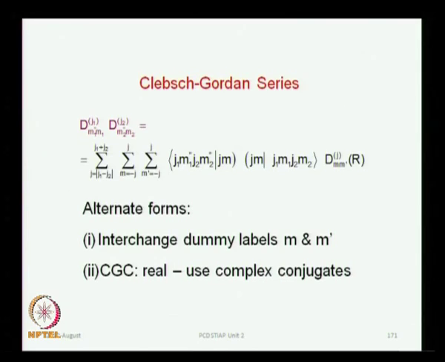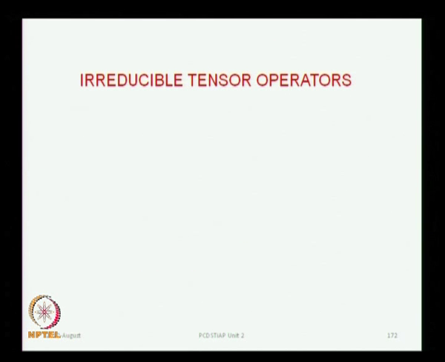Okay. So, you will find alternate forms in different books, because you can interchange the dummy labels. Since the Clebsch-Gordan coefficients are real, they can be transposed and you will find them written differently, okay, but they will all be completely equivalent to this, and you will have very simple ways of going from one form to another. So, what I am going to do now is to define what are known as irreducible tensor operators, and these are really important.